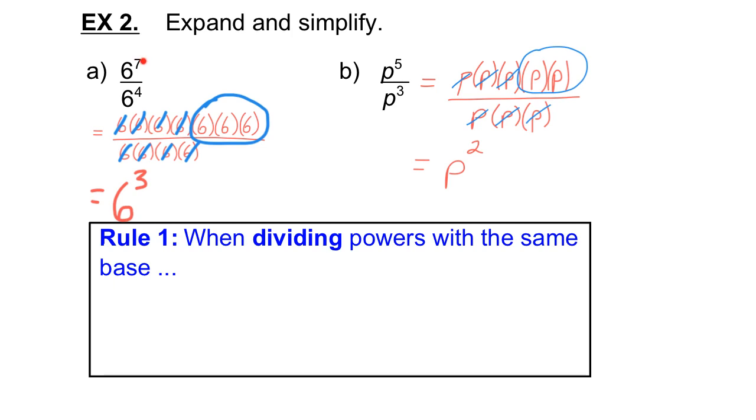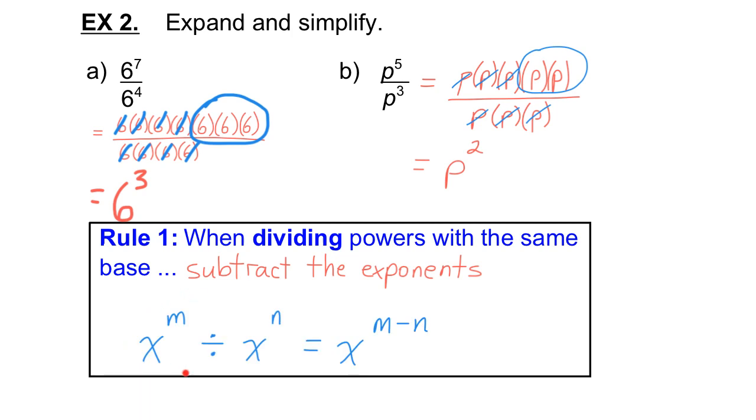Here we have an exponent of 7, an exponent of 4, and to simplify, we ended up with an exponent of 3. Here, an exponent of 5, an exponent of 3, simplified it's an exponent of 2. Well, in the previous example, when we were multiplying powers with the same base, we added the exponents. So what are we doing here? We're subtracting. 7 minus 4 is 3. 5 minus 3 is 2. So when dividing powers with the same base, subtract the exponents.